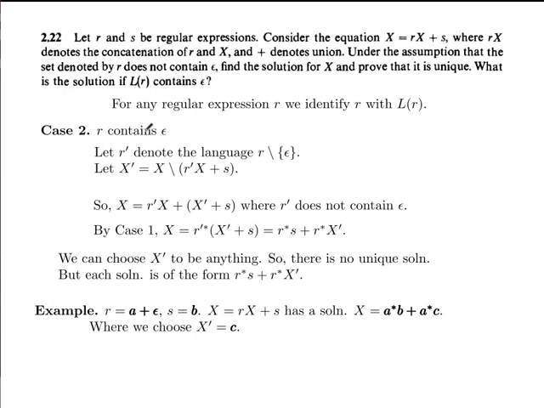Now if it contains epsilon, you just choose this R prime such that you remove this epsilon from R, and then you get, say, this R prime. So then R prime does not contain epsilon. We have explicitly removed this epsilon from R. And also you define this thing.